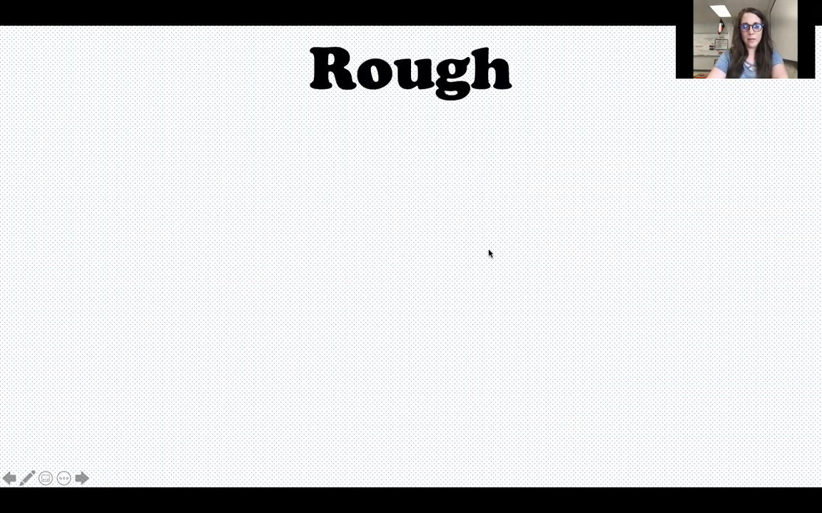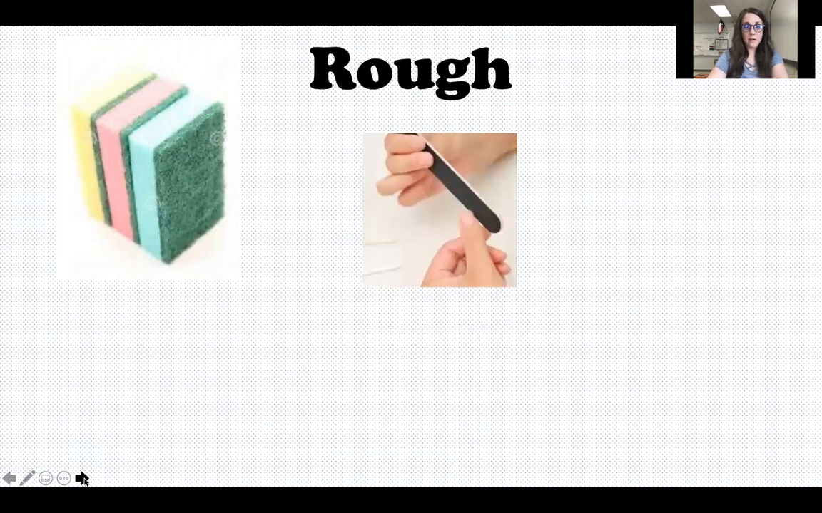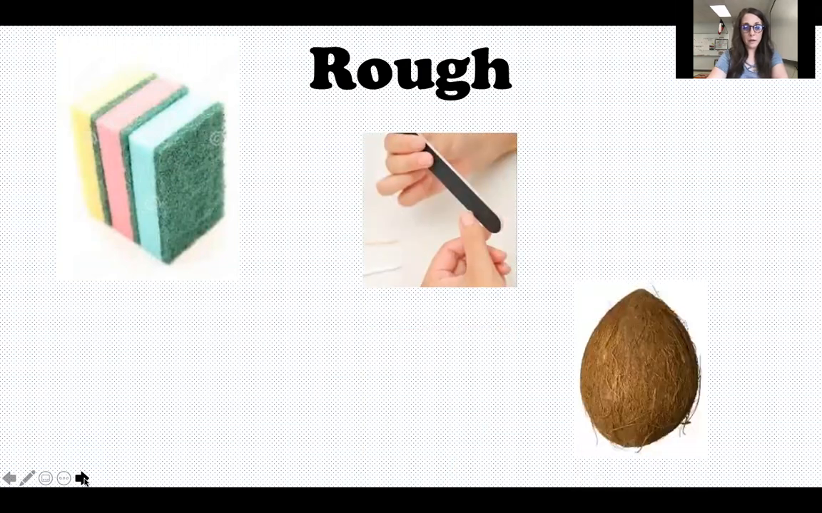One word to describe how things feel is rough, okay? And rough is a word that means the opposite of smooth. So here are some things that are rough. A sponge, especially this part right here that you scrub, maybe some pots and pans that have lots of stuck on things in them, those are rough. A nail file is rough. A coconut, sandpaper, all those things are rough. They are the opposite of smooth. If you were to feel them, they would almost feel kind of scratchy or like they were scratching you.